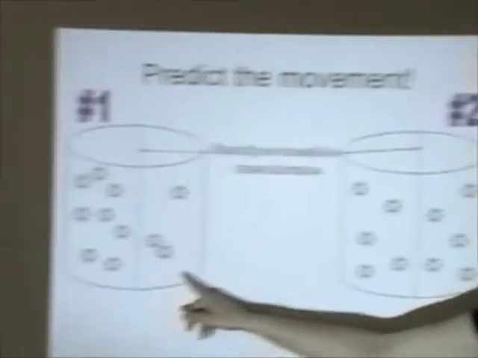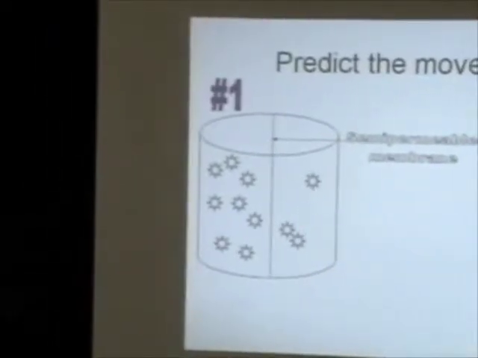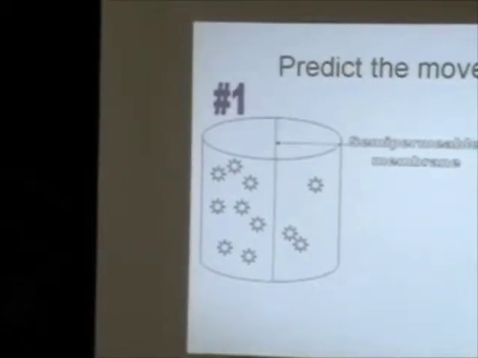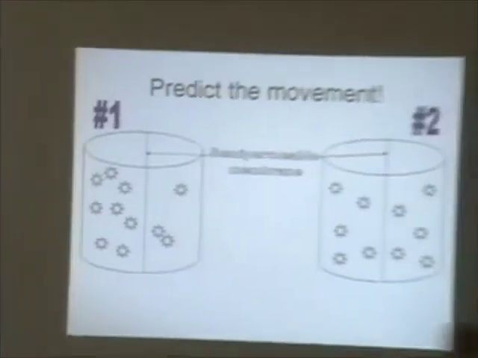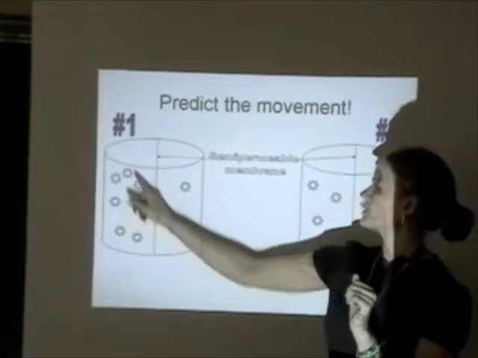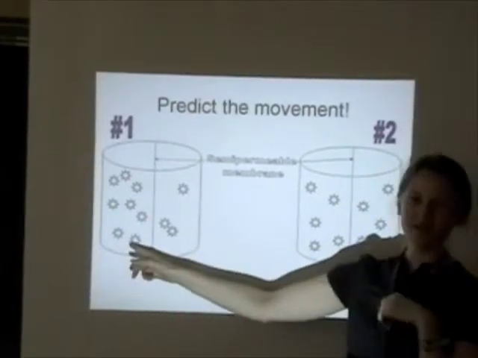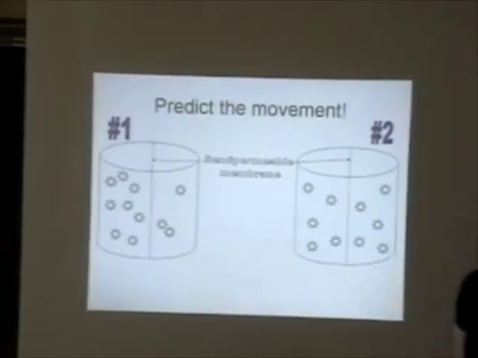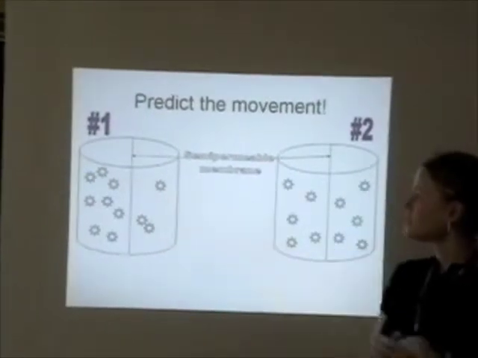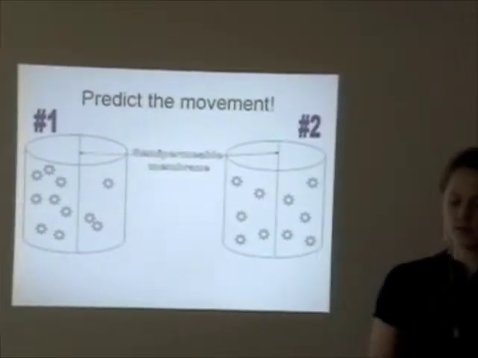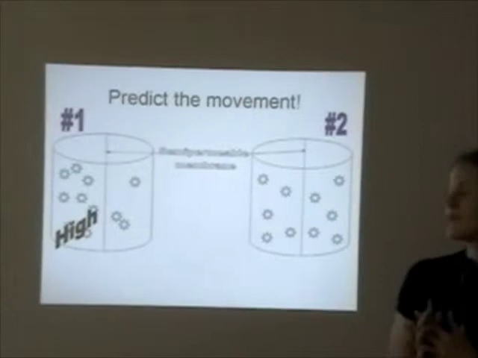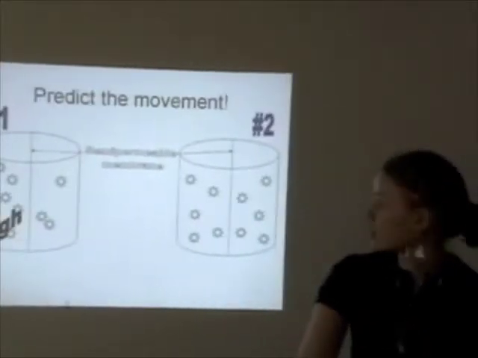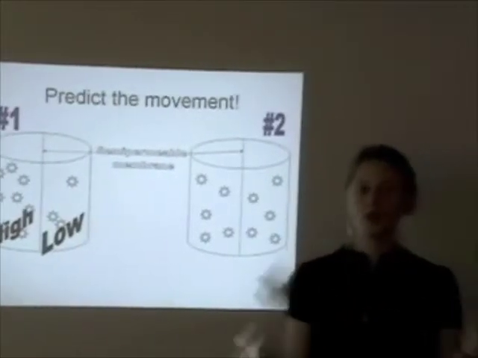So when I look at the first diagram here, the first thing that I think of is to try to figure out what the concentration is. So if I count 1, 2, 3, 4, 5, 6, 7, 8, I have 8 of these sun-type molecules on the left-hand side of the membrane, and I have 1, 2, 3 molecules on the right side of the membrane. So I would call the left side of the membrane my high concentration, and I'm going to call the right side of the membrane my low concentration.